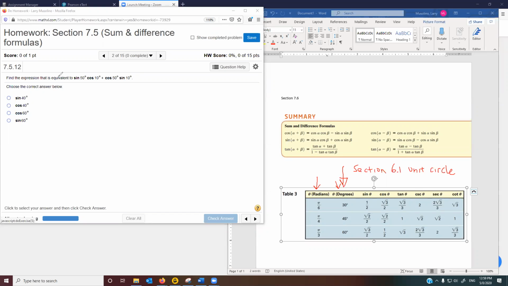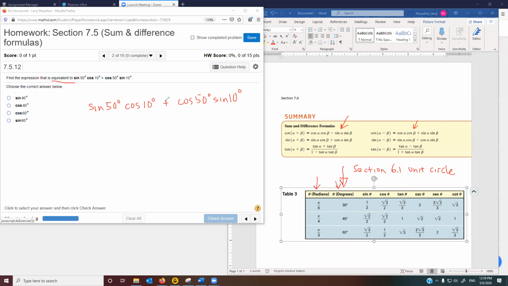It says find an expression that's equivalent to sine 50 degrees cosine 10 plus cosine 50 sine 10. Well, here's what I'm going to do. I'm going to take this expression they gave us, and I'm going to try to match it up to the right side of one of these sum and difference formulas.